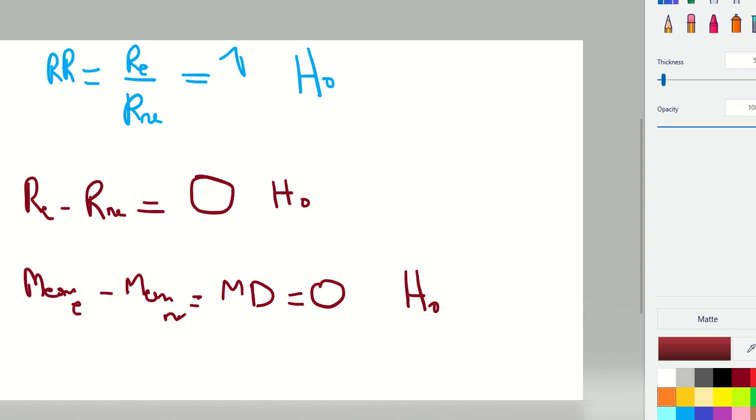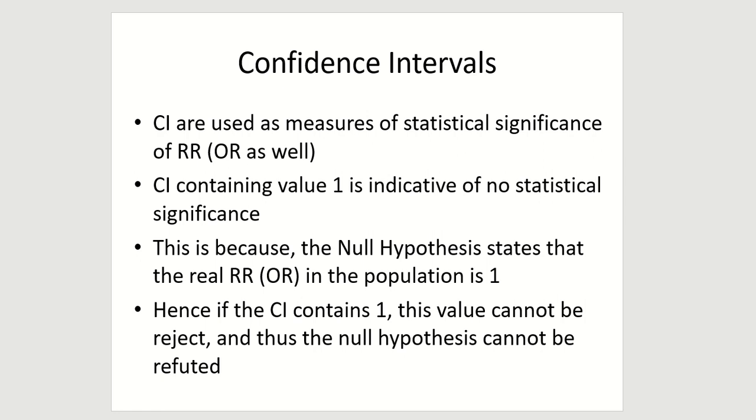So whenever you're looking at a confidence interval, if you want to know if it's statistically significant, ask yourself, is this for an estimate that is a ratio, or is it for an estimate that is a difference? If it is a ratio, we're looking for the value 1. If it's a difference, we're looking for the value 0. So I think I gave you an overview of how it works. Let's go back to the lecture.